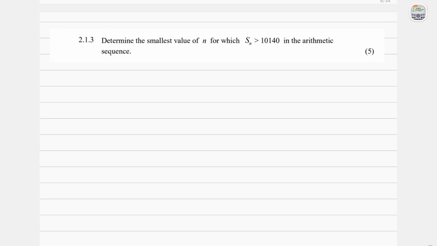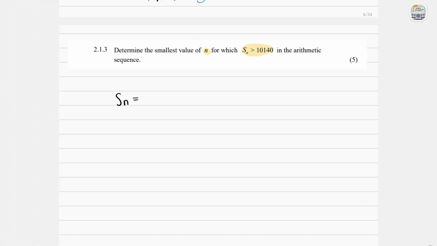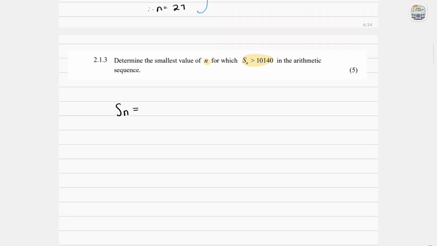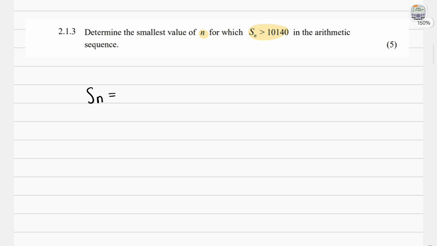Question 2.1.3 says, determine the smallest value of n for which Sn, the sum of n terms, okay, is greater than 10,140. Okay, so the sum of n terms. It's just an inequality in this case. So let's find out what the sum of n terms would be. Okay, that formula. So we're working with an arithmetic pattern. We don't know what the last term is, of course, because we don't know how many terms there are. But what we can just use is this formula.